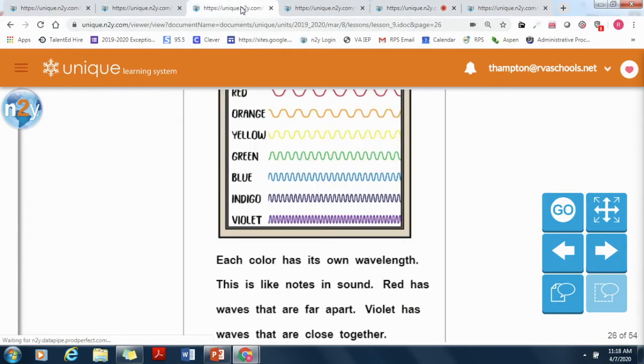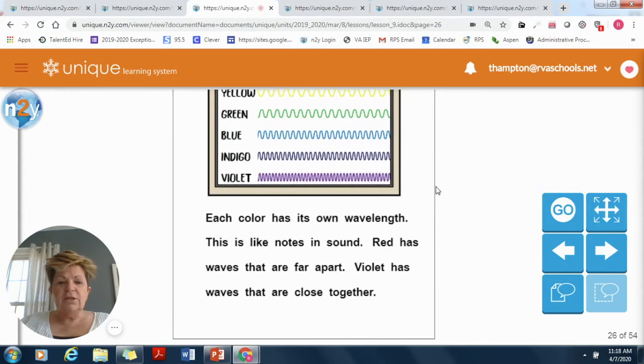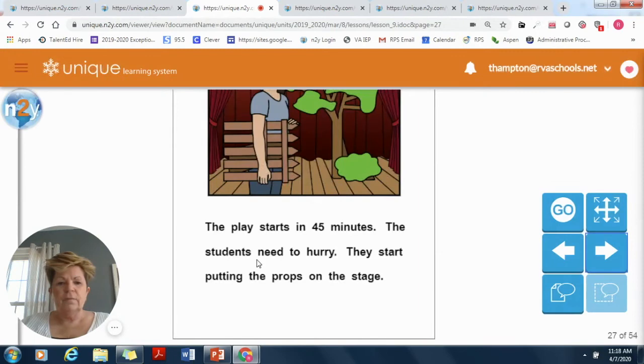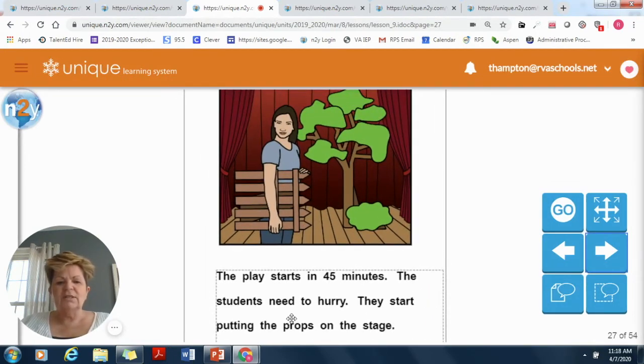All right, let's go back to our story. Each color has its own wavelength. This is like notes in sound. Red has waves that are far apart, and violet has waves that are close together. The play starts in 45 minutes, and the students need to hurry. They're going to start putting the props on the stage.